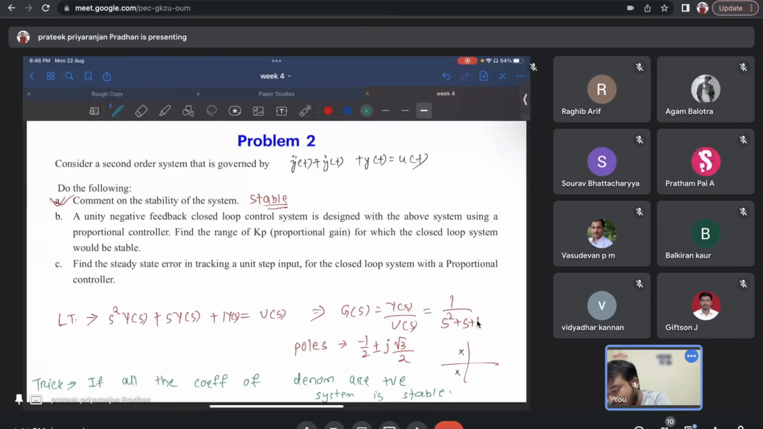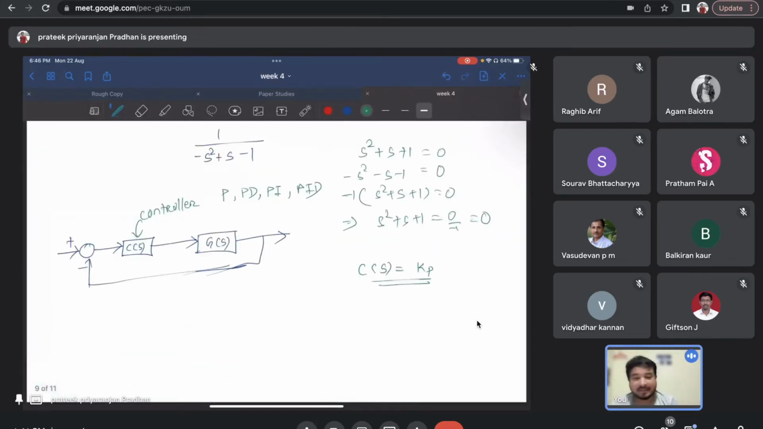Let's see how many of you remember. What is the closed loop system, U of S and this is Y of S? What is the closed loop transfer function?